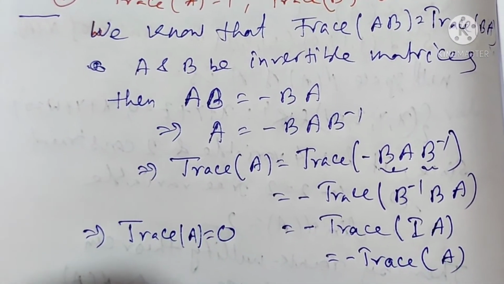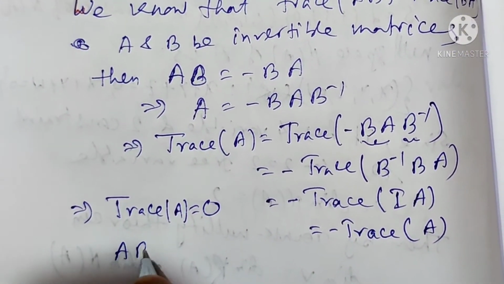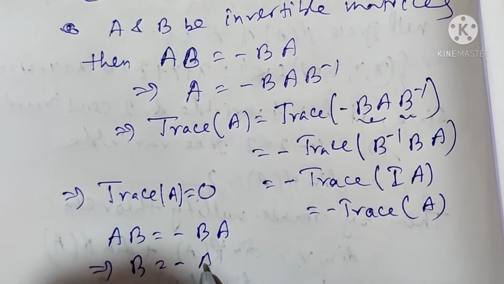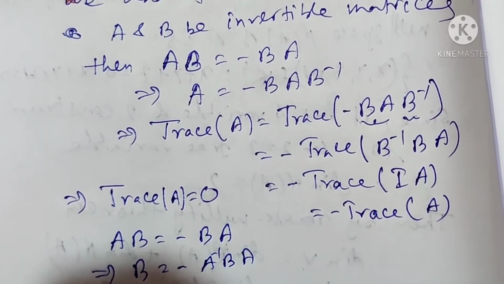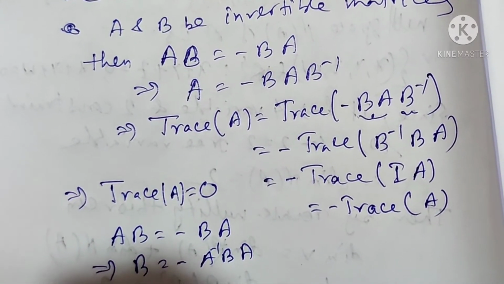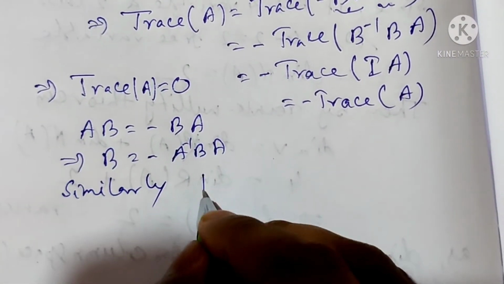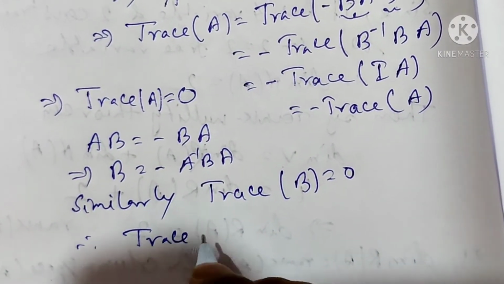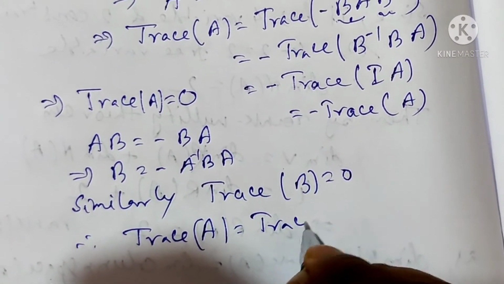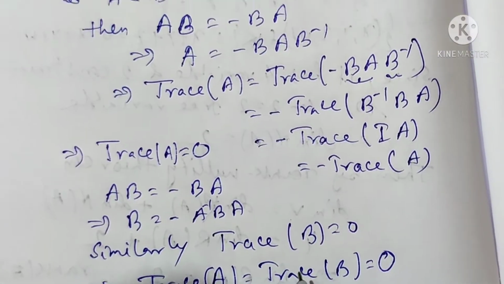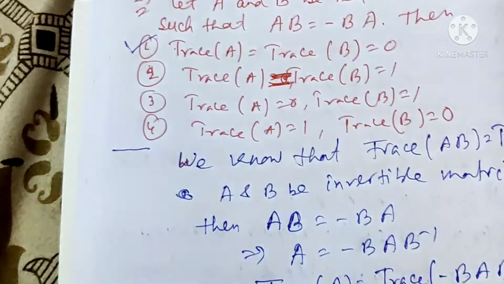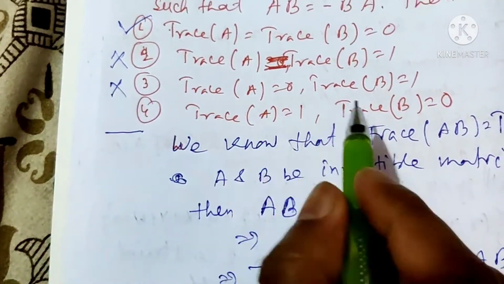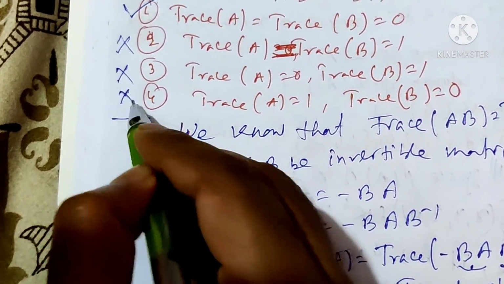Next, AB equals minus BA can be written as B equals minus A inverse B A. Similarly, trace of B equals 0. Therefore trace of A equals trace of B equals 0. Hence option 1 is true, option 2 is false, option 3 is false since trace of B equals 1, and option 4 is false.